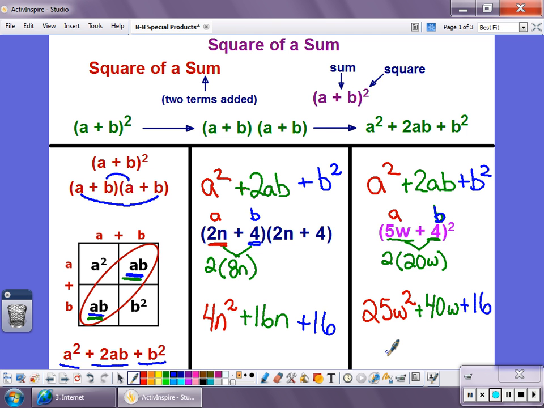And remember, if you look at your pattern, both of these signs are addition signs, which means in your answer, you're going to have 2 addition signs. Everything's positive in the square of a sum.